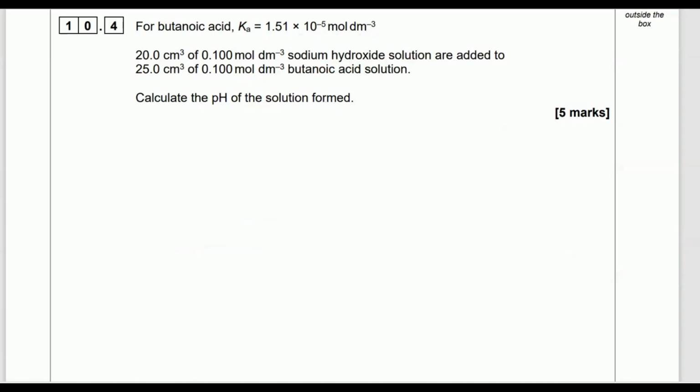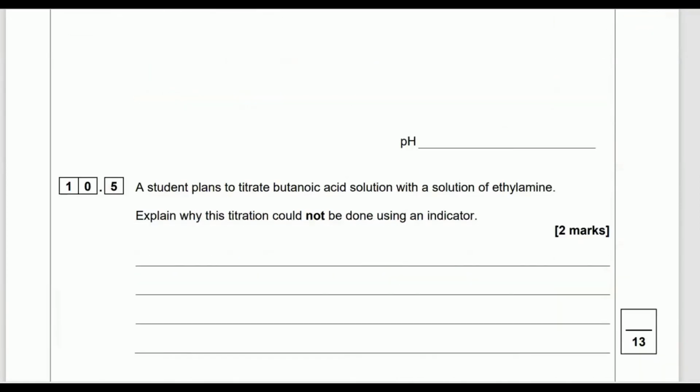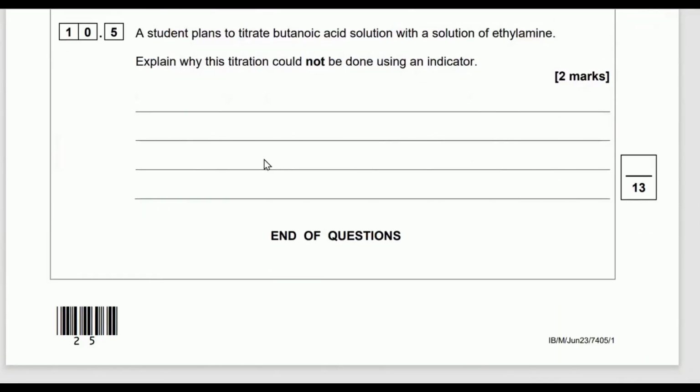All right, guys, we're moving on to the very last part of the question. So let's zing. Here we go. 10.5. A student plans to titrate butanoic acid solution with a solution of ethylamine. Explain why this titration cannot be done using an indicator. So pause the video, have a go.